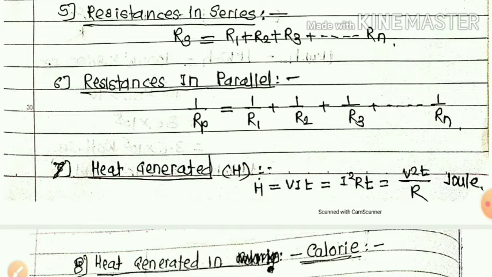Heat generated H can be calculated as VIT, or it is equal to I square RT or equal to V square T upon R. This heat generated is one type of energy, its unit is joule, where H is heat generated, V is potential difference, I is electric current, T is the time.